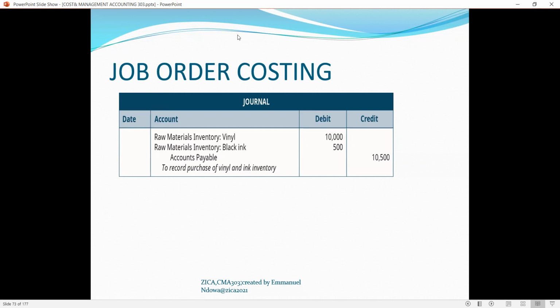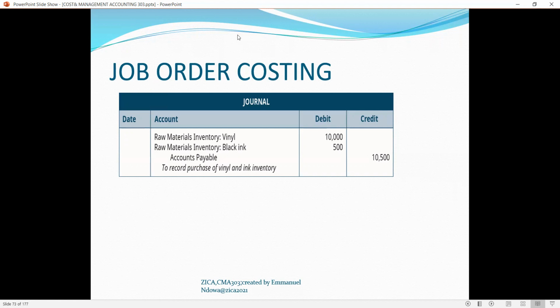Can you see how you come up with the journal? The two materials, the vinyl and the black ink, are coming into our warehouse. So our warehouse is the one that is receiving these materials. That's the reason why we are debiting these materials. And likewise, the accounts payable is the account you are going to utilize to pump out money to pay the supplier. So that's the reason why the accounts payable is credited 10,500.